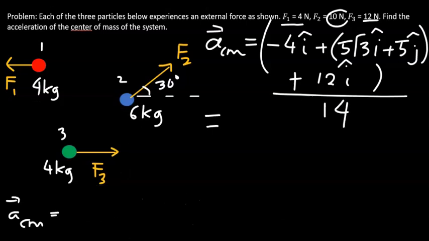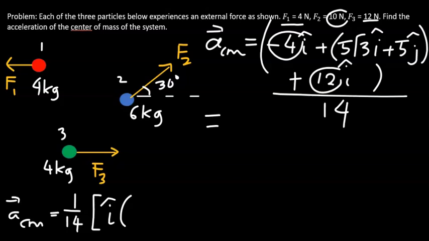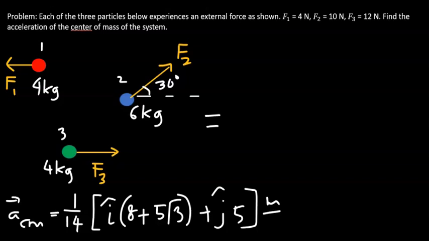So the acceleration vector will become 1 over 14. Let's group the i hat first. So that is 12 minus 4, that's 8. So 8 plus 5 square root 3. So that is the second term right there. And now the j hat is just 5, the unit of which is meter per second squared.